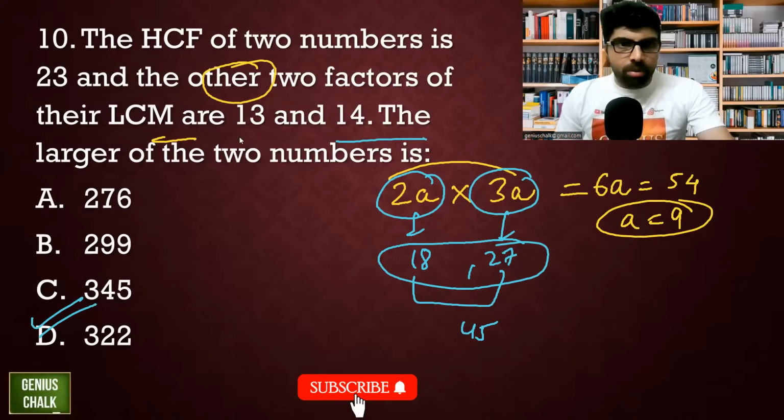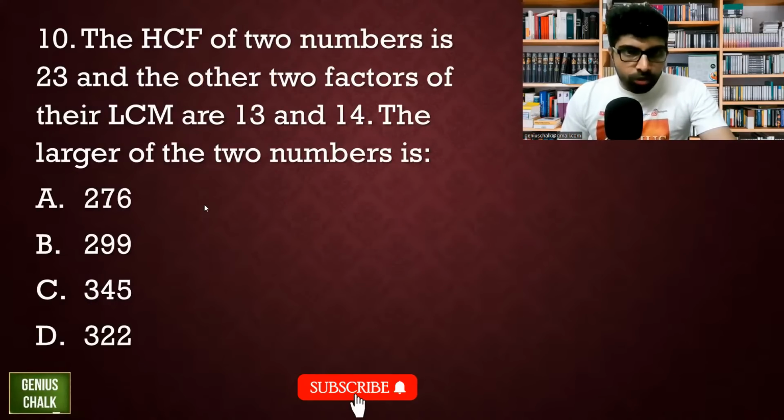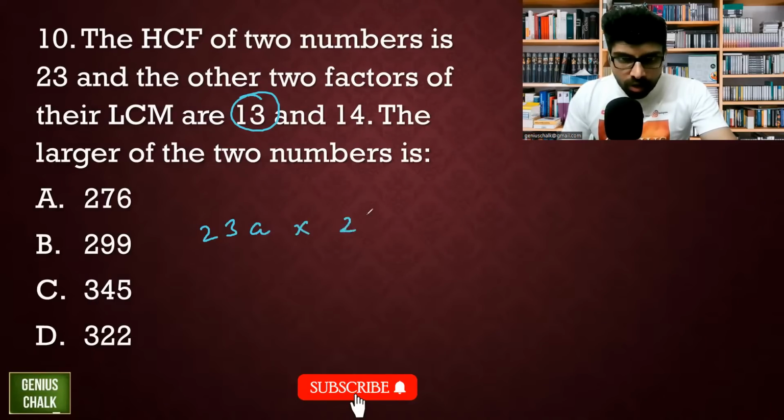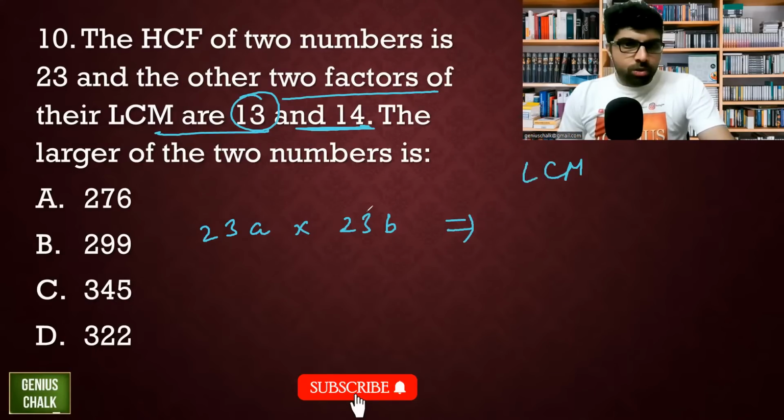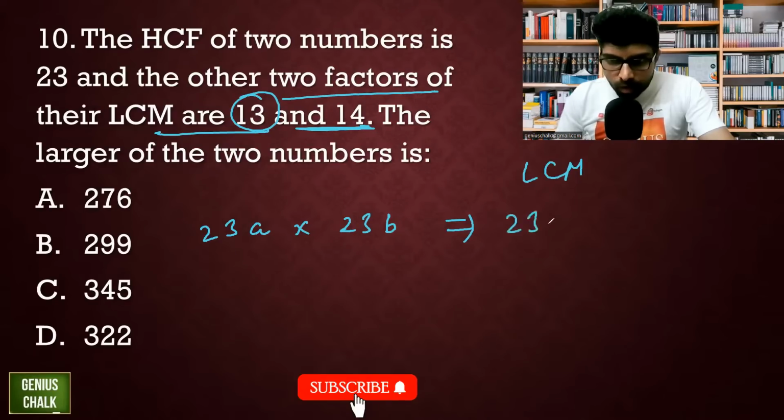The HCF of two numbers is 23. The two other factors of their LCM are 13 and 14. So HCF is 23. That means the numbers are of the form 23A and 23B, right? If the other two factors of the LCM are 13 and 14, what has to be my LCM? First it has to have 23 also.